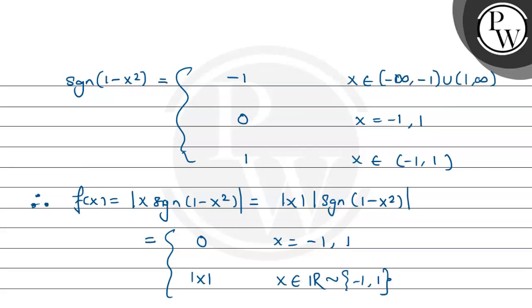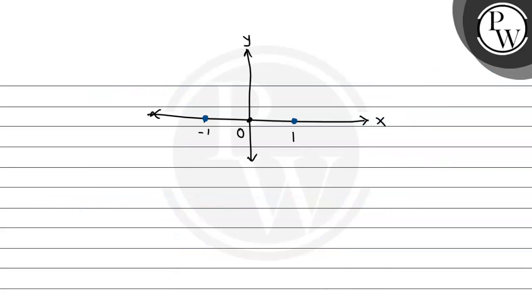Now for the rest of the values of x, the function is mod x, and the graph will therefore look like this. So here we have, at minus 1, a hole, then it goes up, and at 1 we have a hole, and it moves ahead. Now clearly at x equals minus 1 we have a jump. At x equals 1, we have a jump, and at x equals 0, we have a sharp corner.